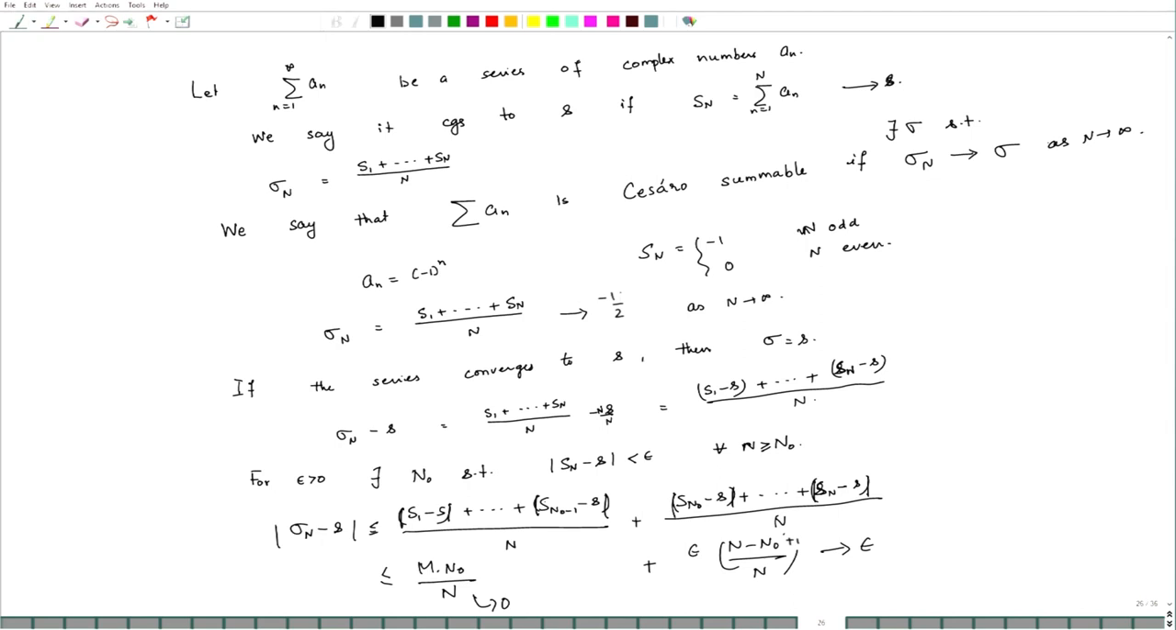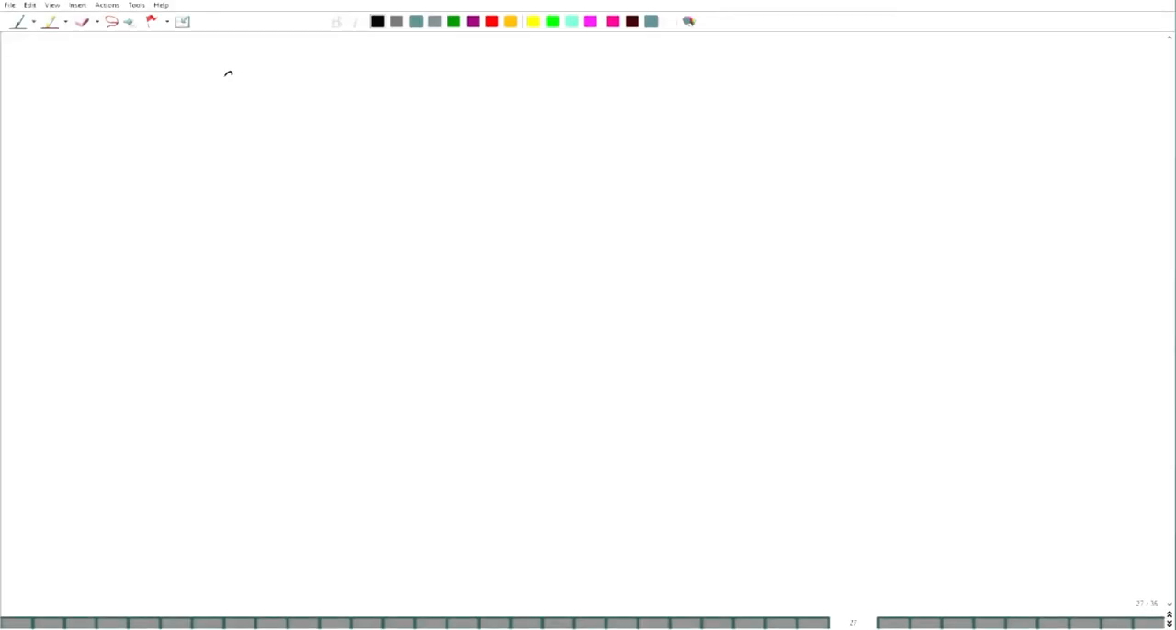It will definitely be interesting to ask: if it is Cesaro summable, then it may or may not converge. Do we have some sufficient condition for which, if a series is Cesaro summable, then we can say that it is summable? So, now essentially we are asking: Cesaro summable plus what will imply summable.